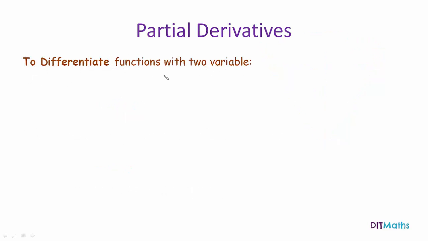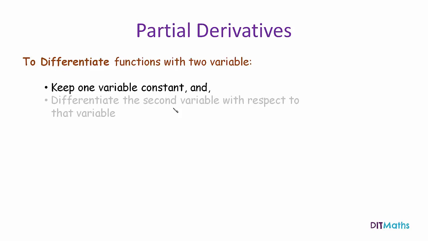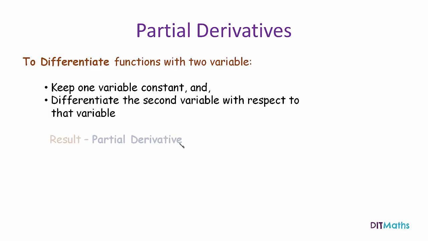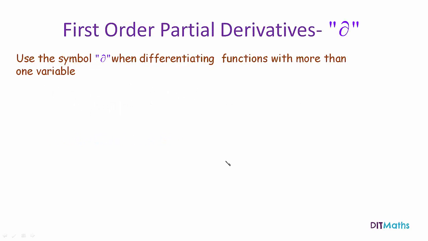Now, to differentiate functions like this with two variables, first we keep one of the variables constant, and then we differentiate with respect to the second variable. And the result is what we call a partial derivative. Now, when differentiating functions with more than one variable, we use the following symbol, which is called the curly d symbol.